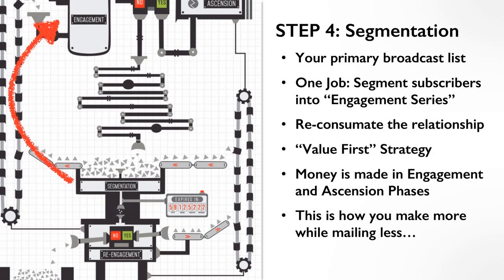And for the people that raise their hand and say, cool, I'm interested in that, they get put in an engagement series. Then you sell to them. You only make offers to folks when they're actually ready for them. So this is how you make more by mailing your list less. Okay? That's how you do that.